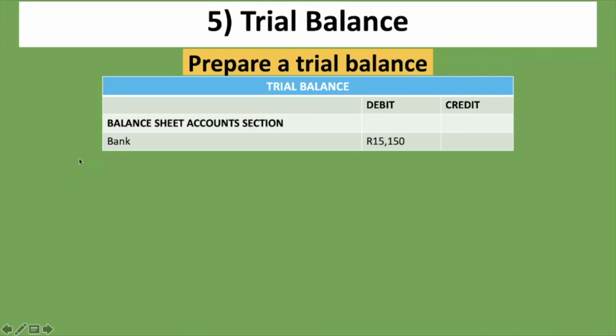And you can see here we have bank 15,150 rand. Now, bank is the only one we actually balanced off. The other ones we didn't balance off, but we'll add them and put them into our trial balance, so just bear that in mind. The reason we only did bank is because we're just showing you how to balance off accounts.